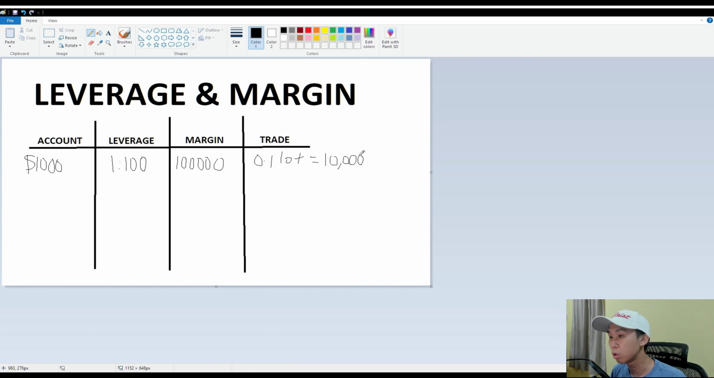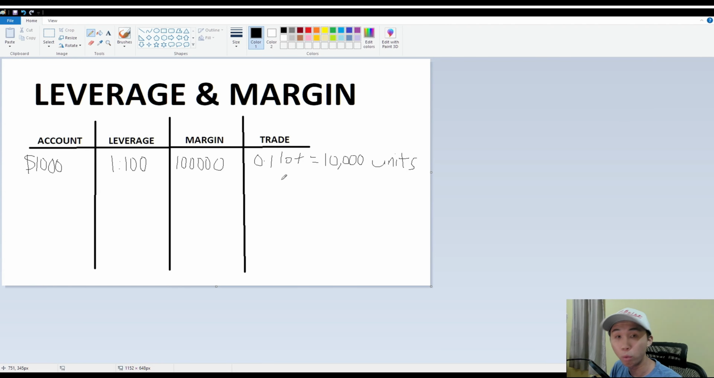So for those that don't understand how many lots is how many units, just feel free to comment down below and maybe I can plan out a video explaining lot sizes as well. 0.1 lot simply means 10,000 units. So this is what we have right here.